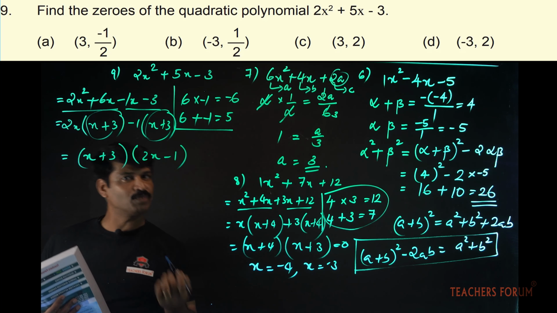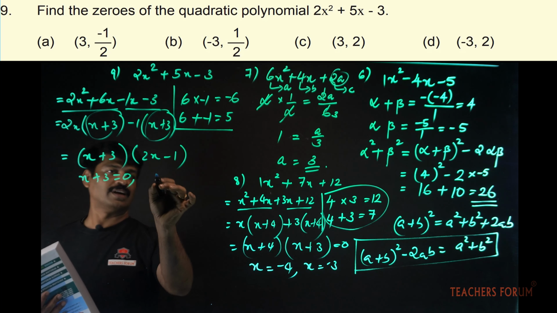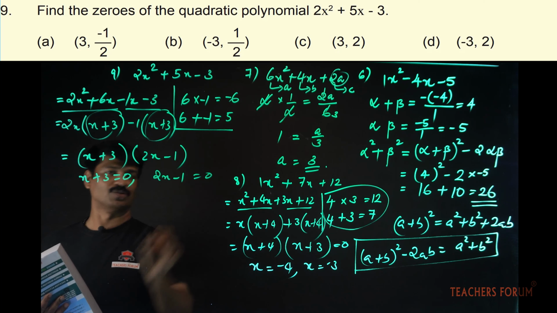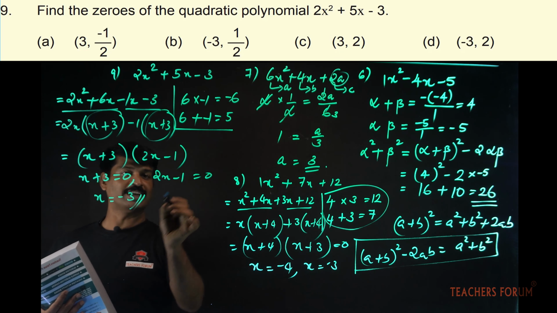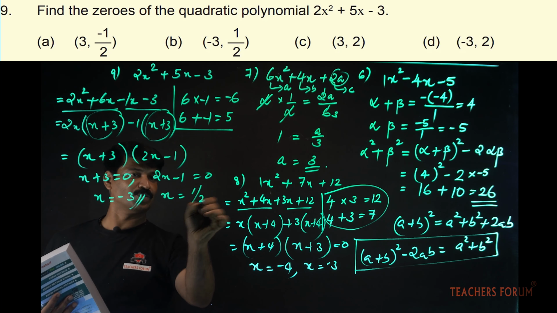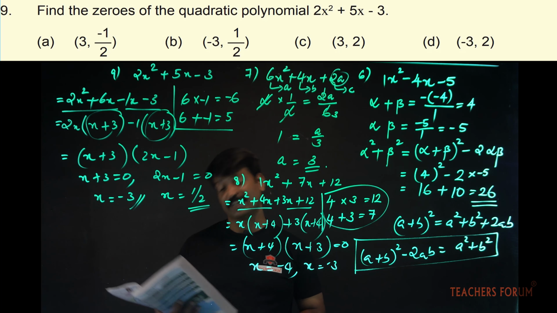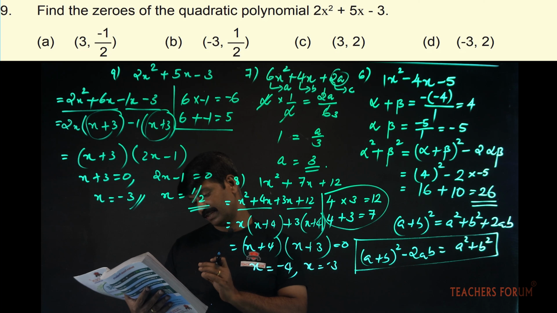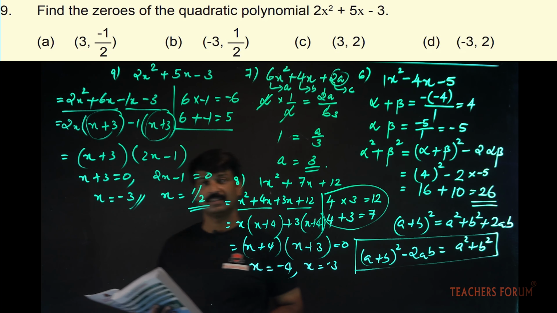Clear? To find the zeros, what you have to do? You should equate x plus 3 is equal to 0 and 2x minus 1 is equal to 0. So what is x from here? x is equal to minus 3. From here, what is 2x? 2x is equal to 1, x is equal to 1 by 2. So what are the zeros? Zeros are minus 3 and 1 by 2. So the correct option is minus 3, 1 by 2. That is option B.